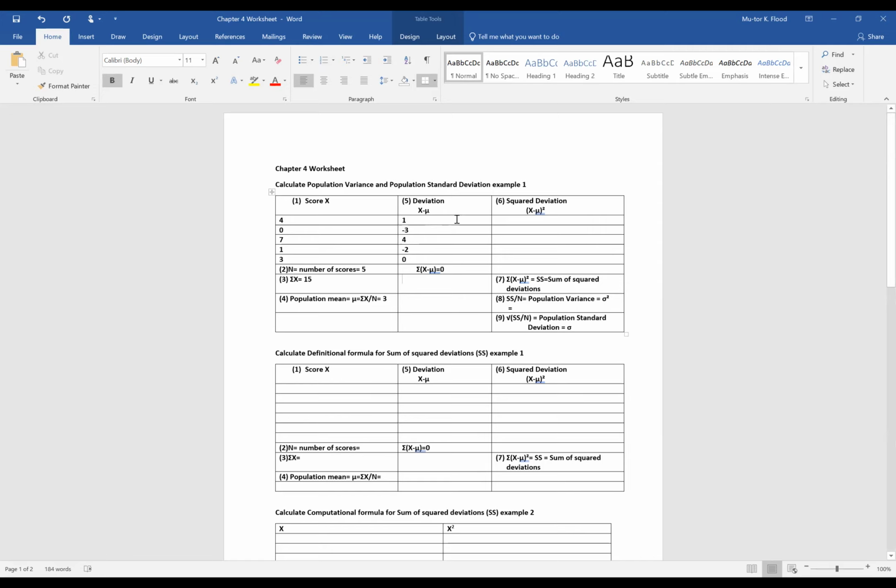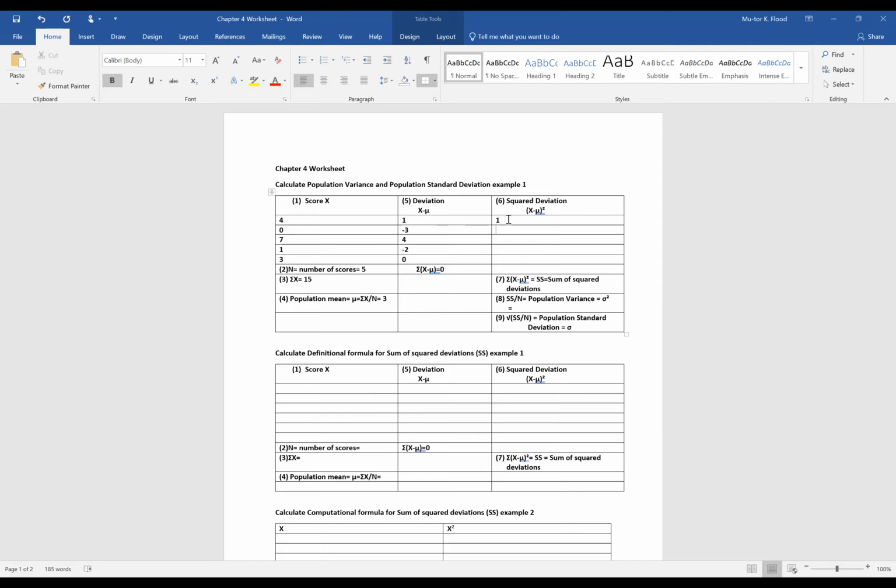So we can continue. Now on to step 6. In step 6, we are going to square our deviation scores. So the first deviation score is 1. So 1 squared is 1.